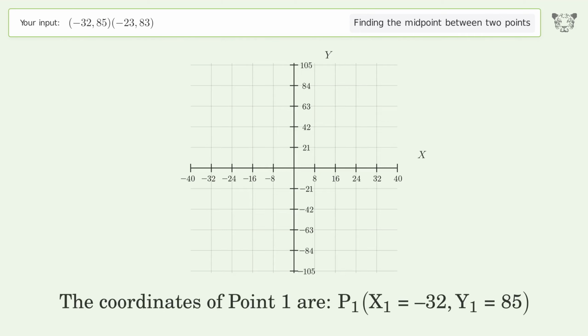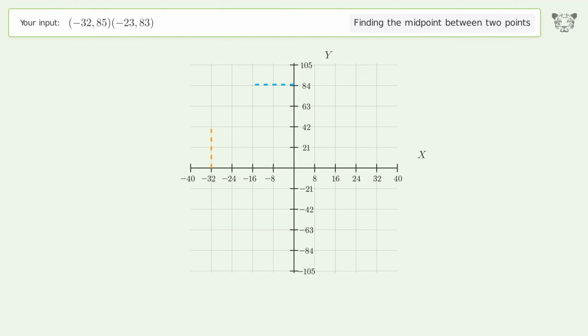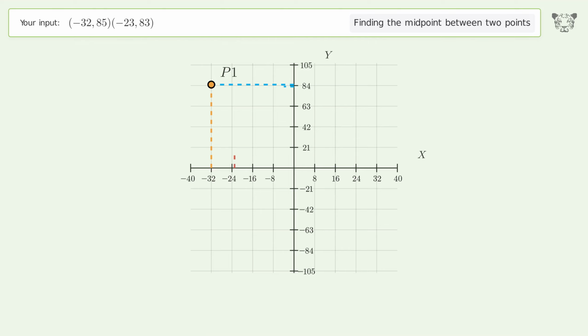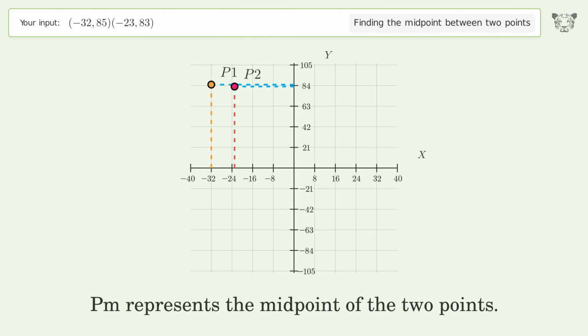The coordinates of point 1 are, x1 equals negative 32, y1 equals 85. The coordinates of point 2 are, x2 equals negative 23, y2 equals 83. PM represents the midpoint of the 2 points.